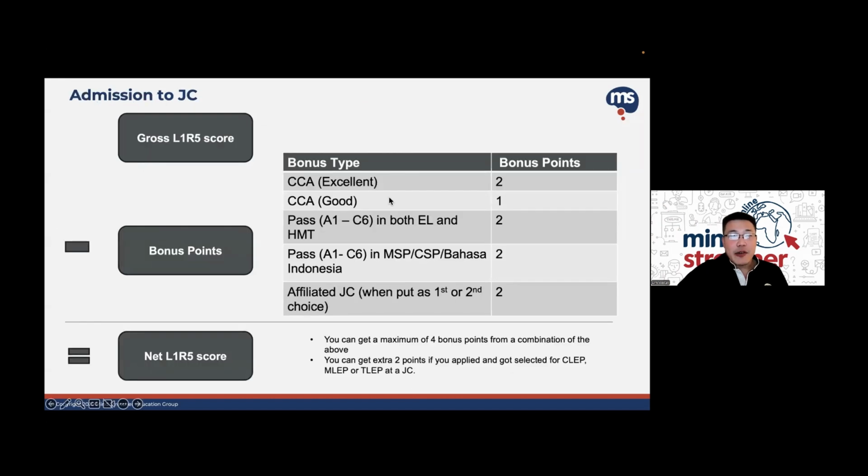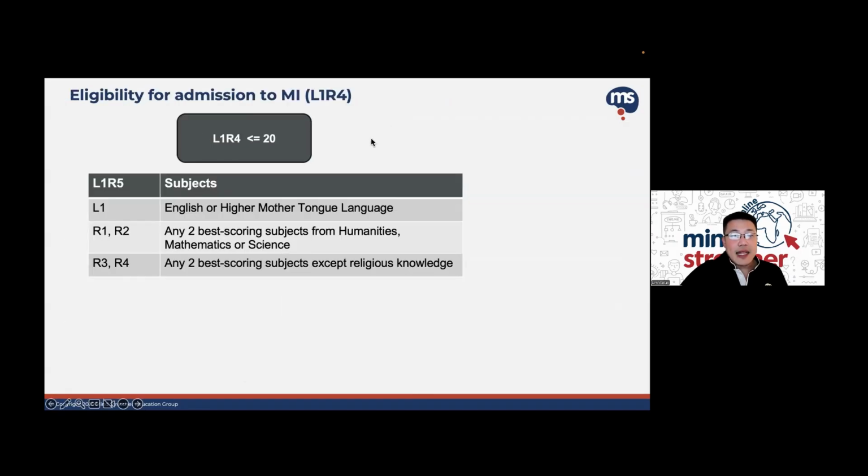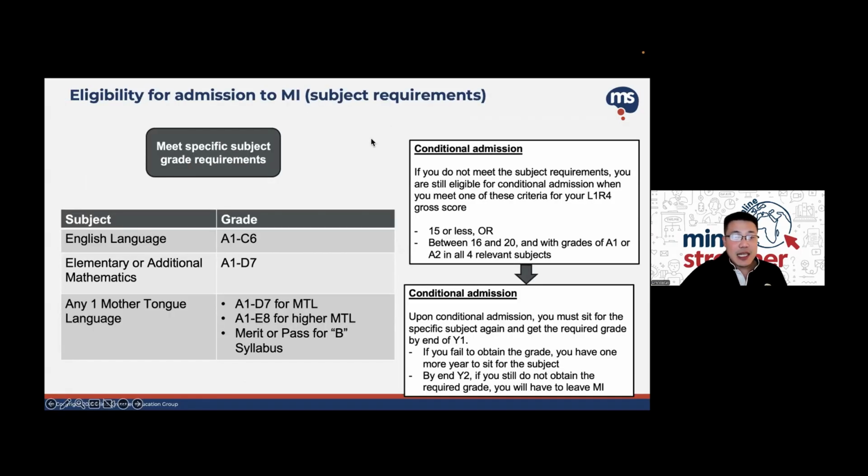Then going on, this one I won't go through in detail because you all would know already. So what is the L1R5? How is it calculated? How do we minus the bonus points to get the net score? Okay. Then what I will go on to directly is the MI1.